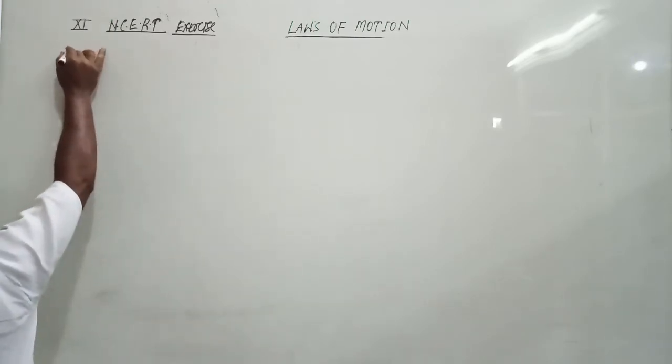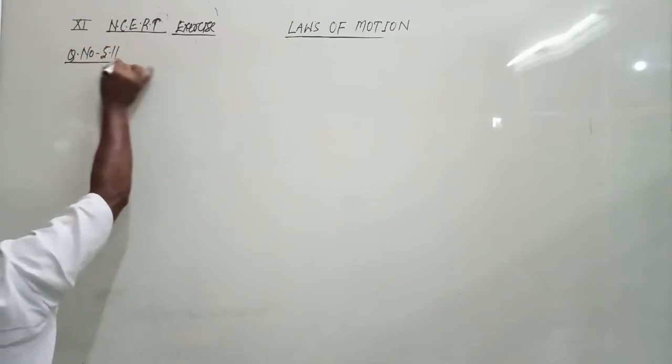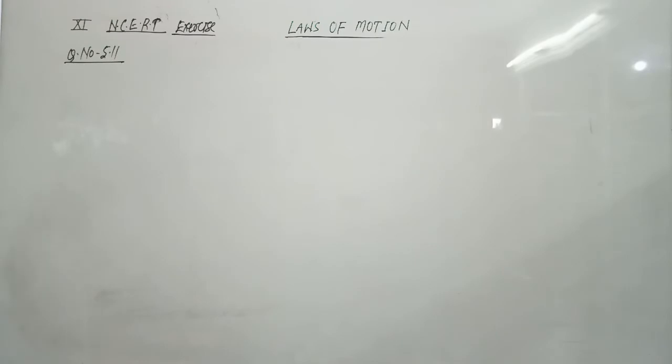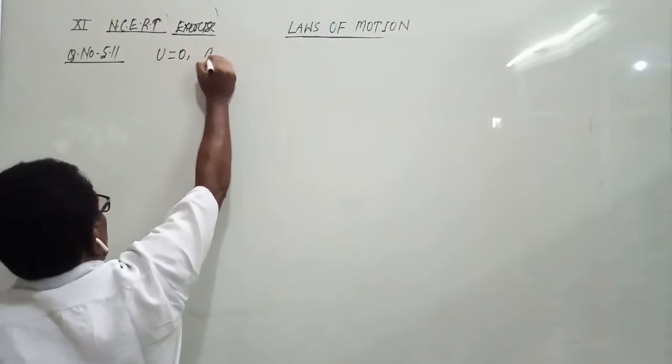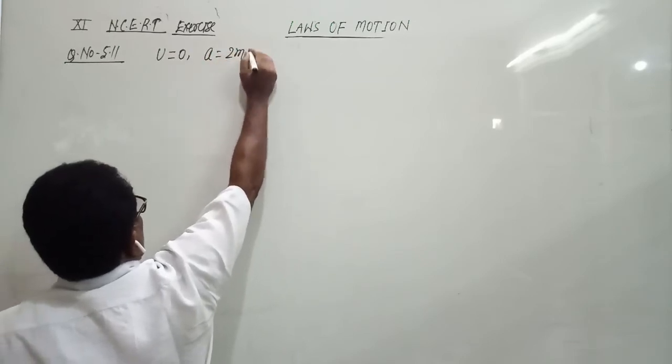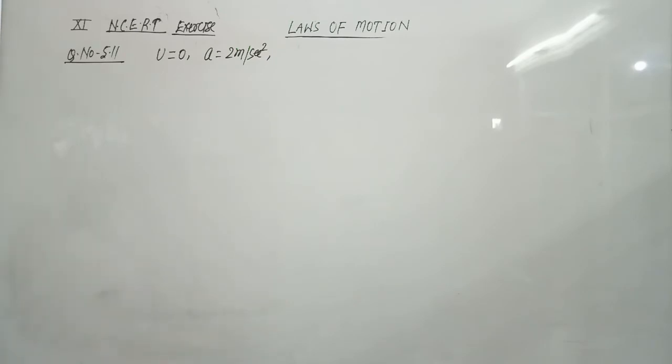Now the next question, question number 5.11. A truck starts from rest and accelerates uniformly at 2 meter per second square. A truck starts from rest means initial velocity u is 0 and acceleration is 2 meter per second square.